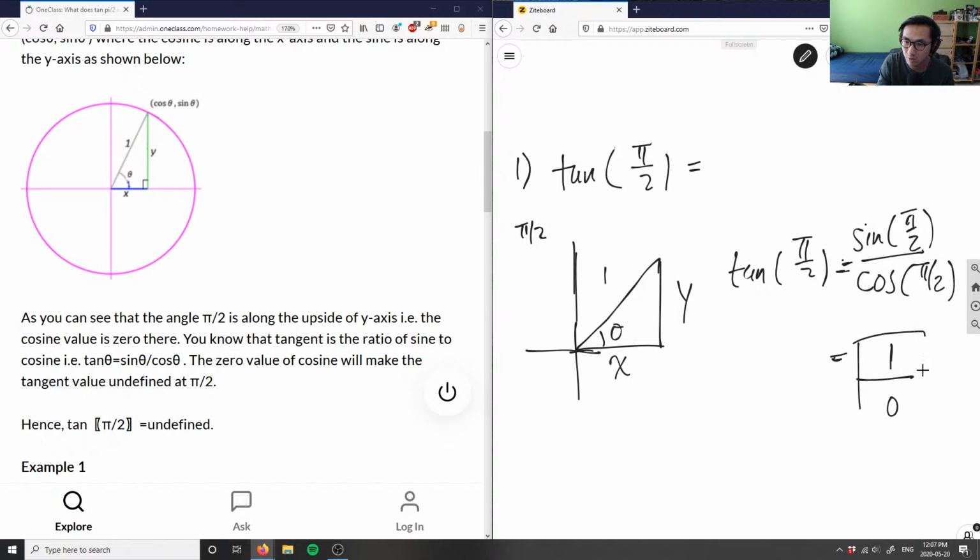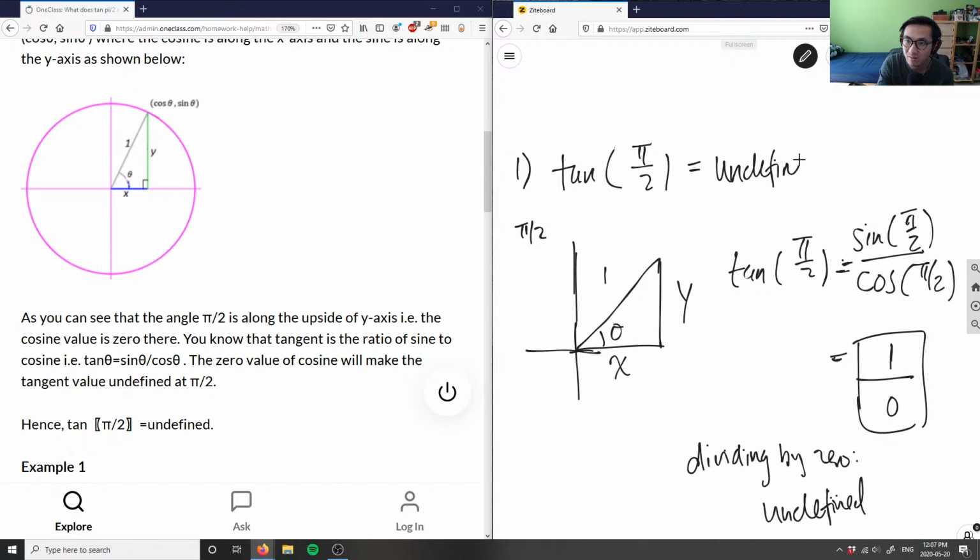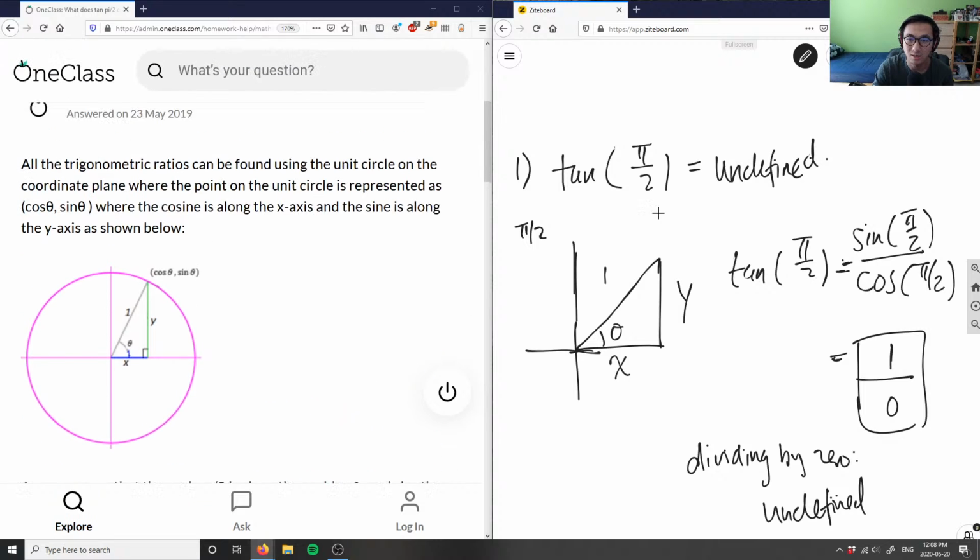And this here is no good. We don't want to divide by 0. Dividing by 0 means that it is undefined. So in this case, tangent pi over 2 is 1 divided by 0, so therefore it is an undefined value. This is our answer: tan pi over 2 is indeed undefined. So this is the correct answer.